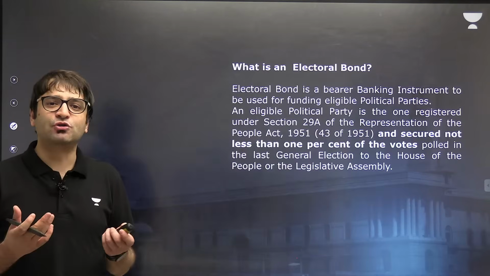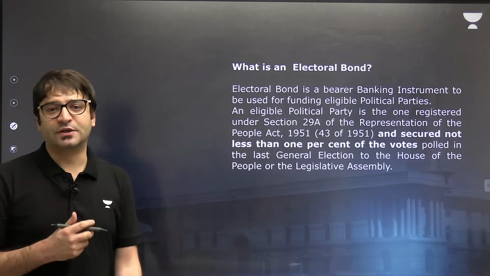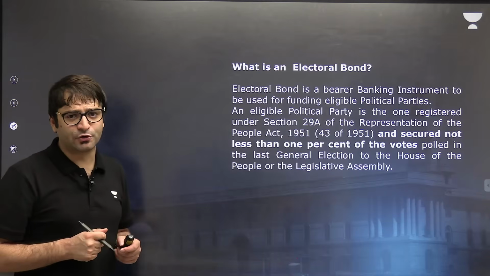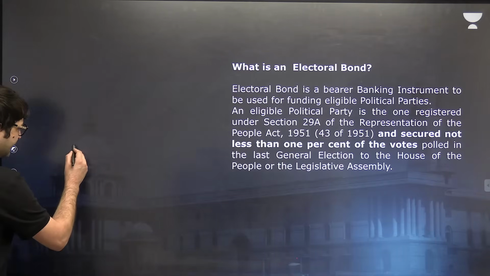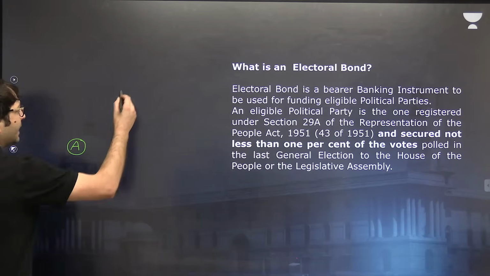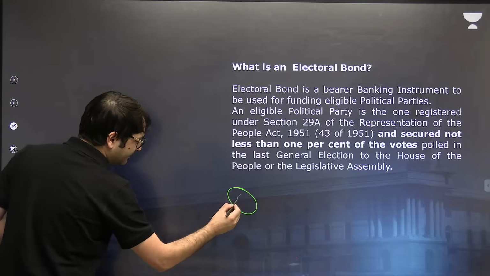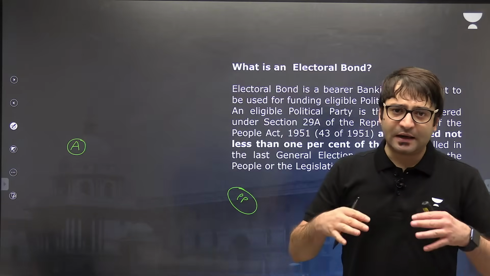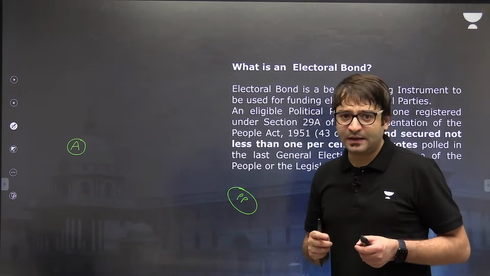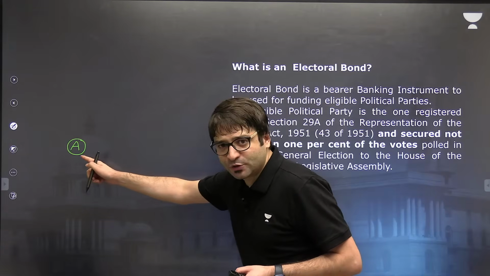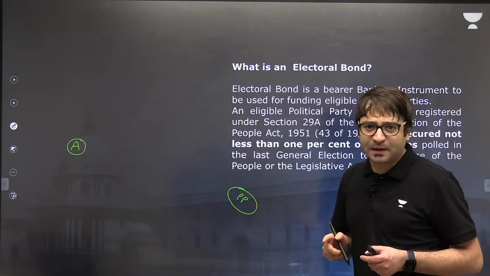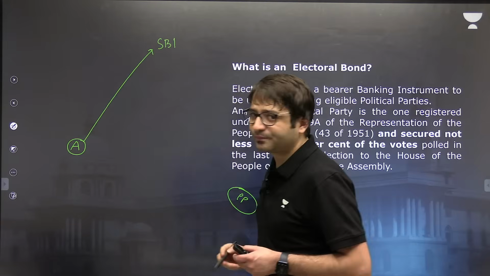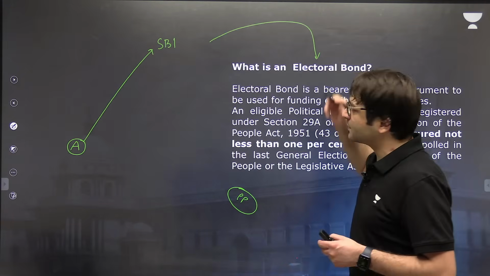And for that, let's do something. Let's involve electoral bonds. And what are these electoral bonds? Listen to me carefully. I'll try and make it as simple as possible for you to understand. For example, here is an entity A. It wants to donate money to a political party. Now this entity A can be an individual, a company, a Hindu undivided family. If this contributor has to donate money to a political party, what does the contributor have to do? Approach the State Bank of India and buy these electoral bonds.